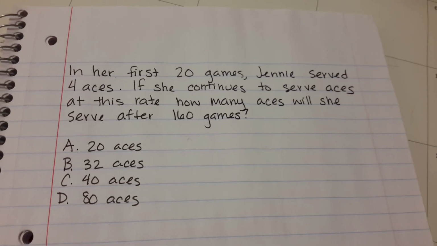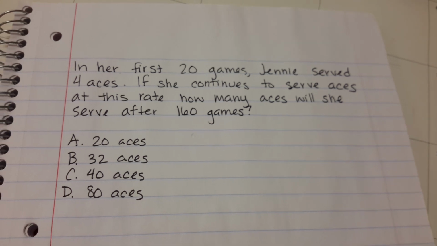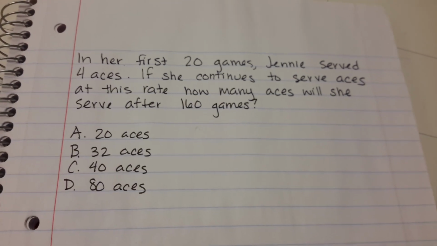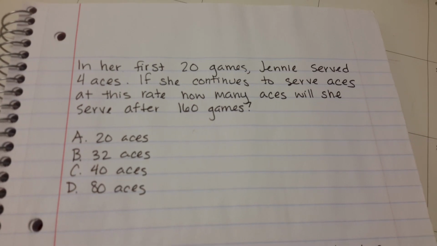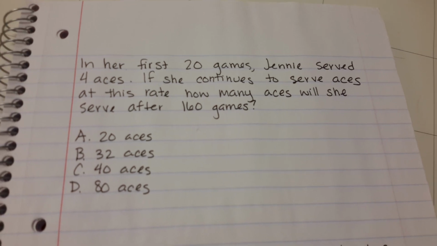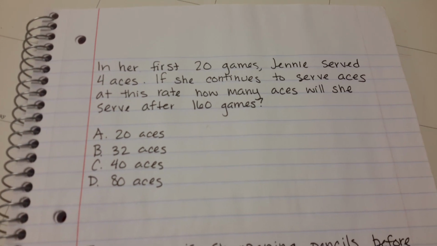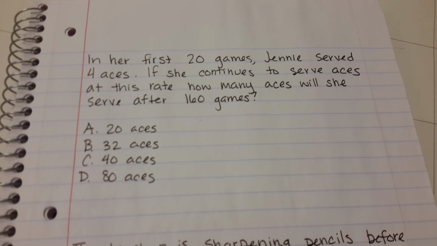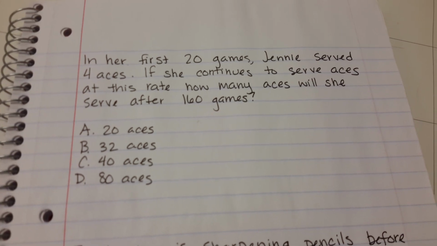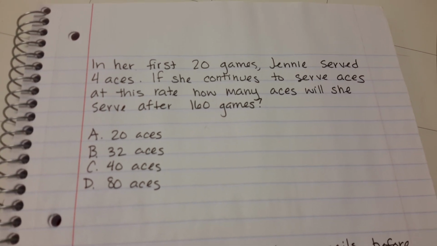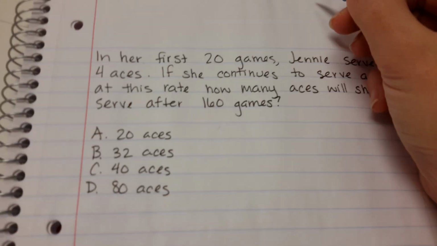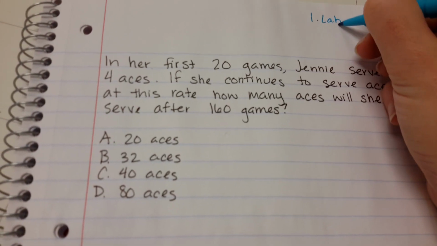Our first problem, these are both from your benchmark test, so they should look familiar. In her first 20 games, Jeannie serves 4 aces. If she continues to serve aces at this rate, how many aces will she serve after 160 games? The first step in these problems is to label your sentence.